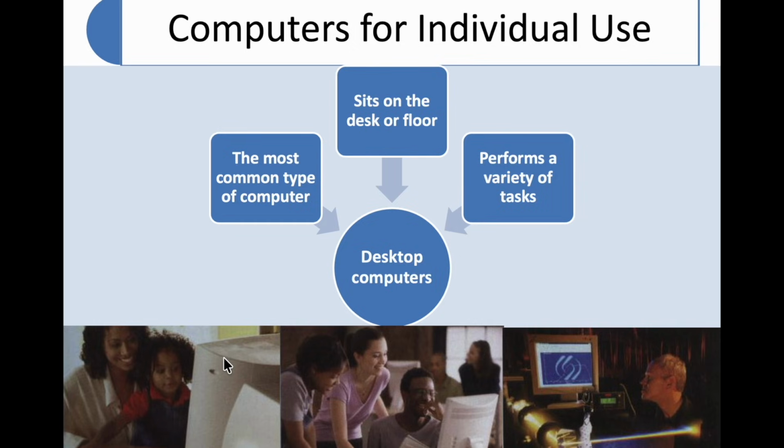Like in the picture, you can see you have desktop computers here, you have desktop computers here, and then you have desktop computers here. So the most common type of computers is the desktop computer. They sit on the desk or the floor. Desktop computers need a standing table or a particular place to sit on, and you can perform a variety of tasks using them.